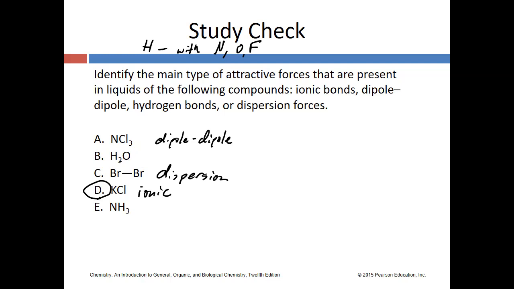In water, I've got hydrogen, I've got oxygen, I've met both criteria. This is hydrogen bonding. In NH3, this is ammonia, I've got hydrogen and nitrogen. So this is also hydrogen bonding as well.